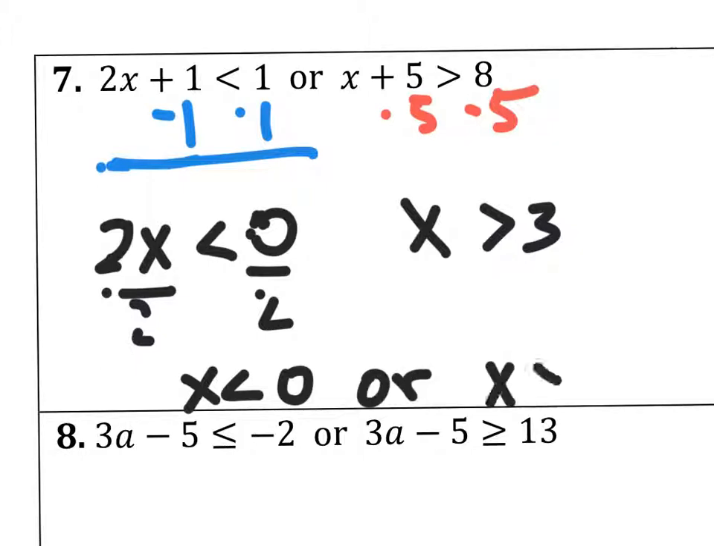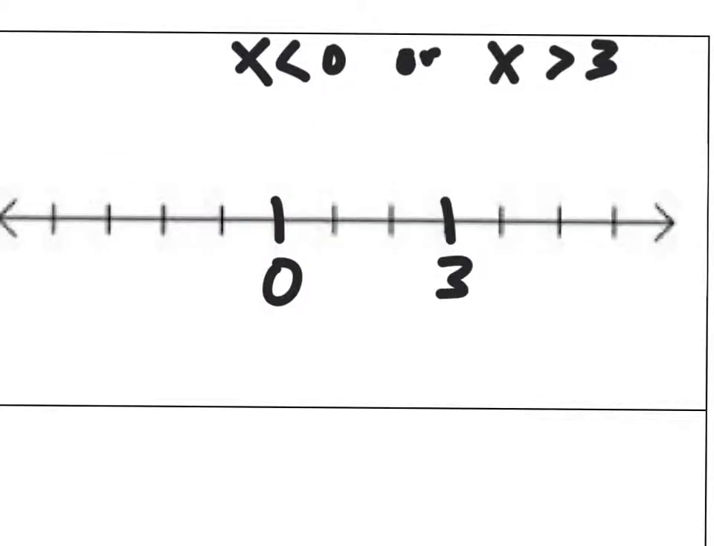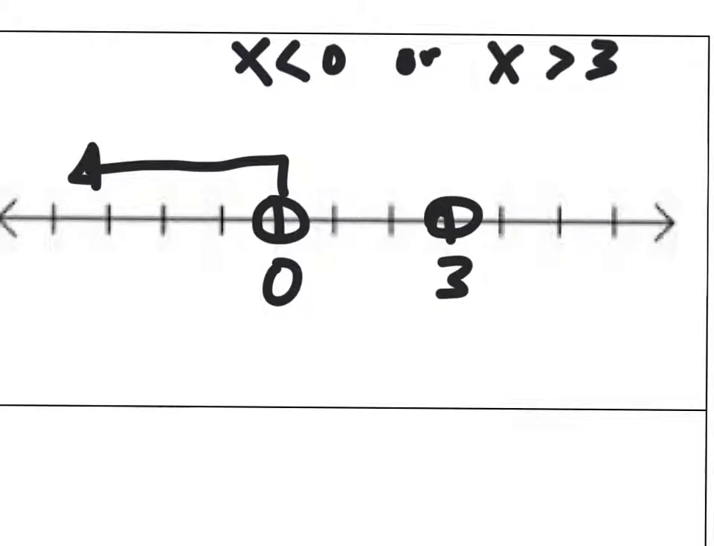So we have to graph this on a number line. X is less than 0 or x is greater than 3. So we're going to put an open circle at 0. And we want to go less than, so we're going to shade to the left. Since it's an OR, we can do this because I can be less than 0 or greater than 3. I can't be less than 0 and greater than 3. That would be no solution. But since it's that word OR, we have a choice. We could be on the 0 side or the 3 side.